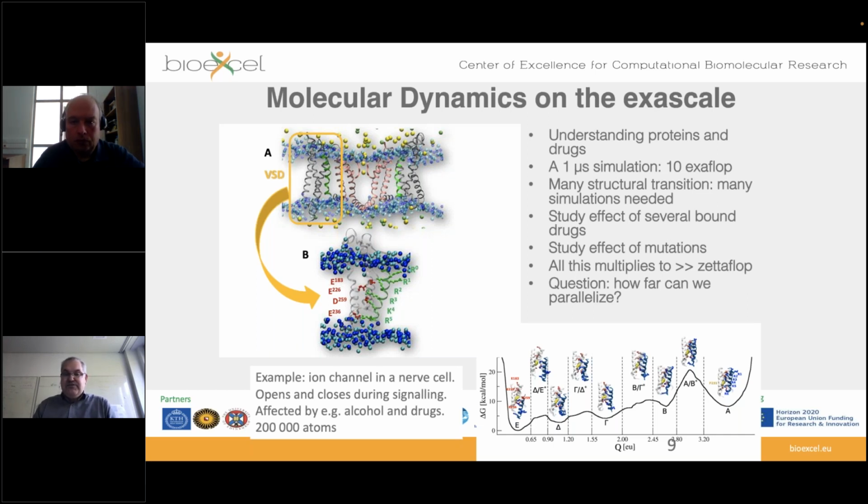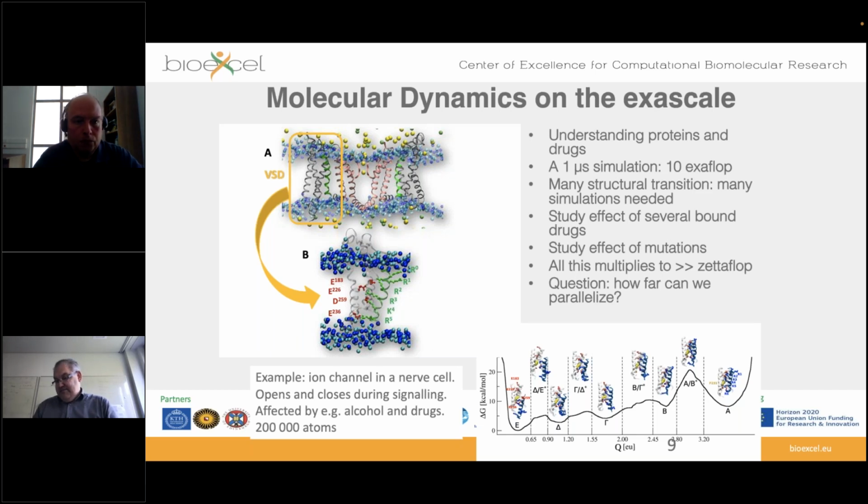The question is also how to increase the time scale. Going from nanoseconds to microseconds, for instance, and just having a microsecond simulation currently would need 10 exaflops. And you need then many of them if you want to study, for instance, like the example below, the effects of drugs and alcohols on ion channels in a nerve cell.